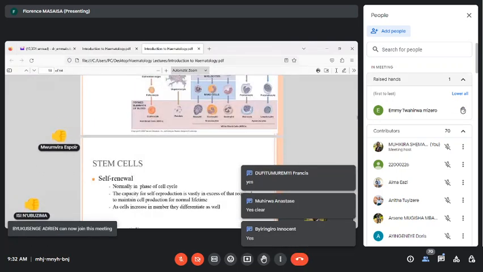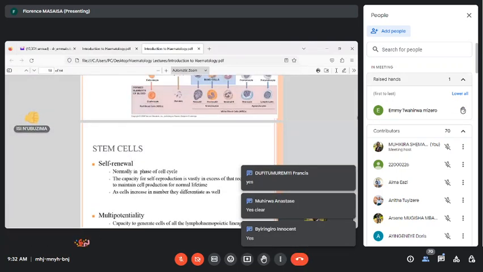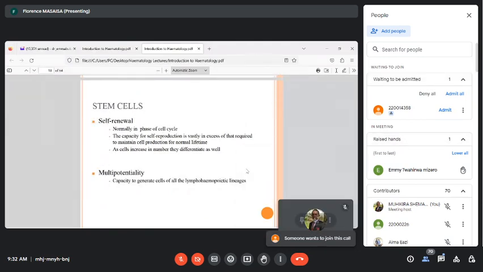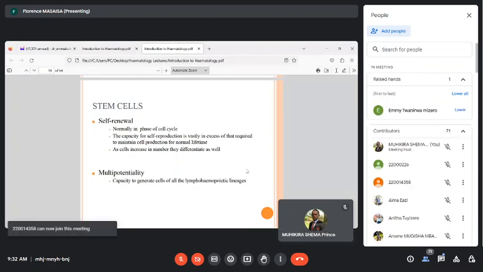So let's go now to the stem cells. You have seen the pluripotent stem cell, which has the capacity of producing all hematopoietic cells. It has self-renewal capacity and self-reproduction, and as cells increase in number, they differentiate as well. So this is really a continuous mechanism. In case of need, it produces again, which keeps the patient in balance.